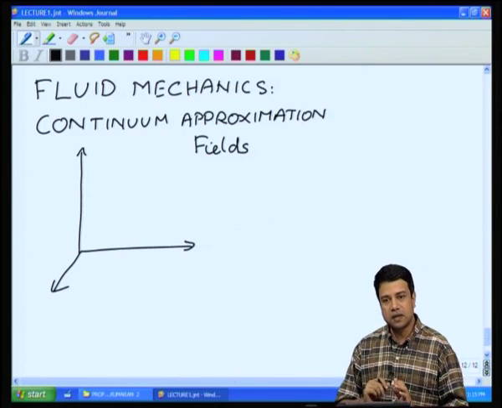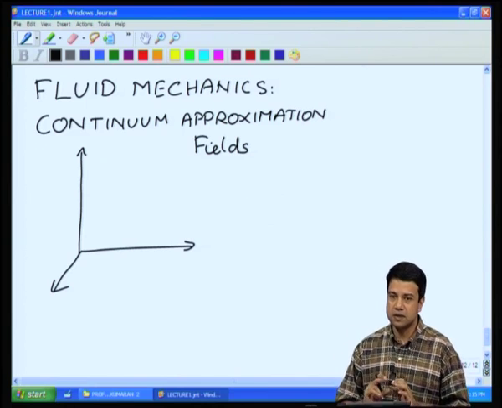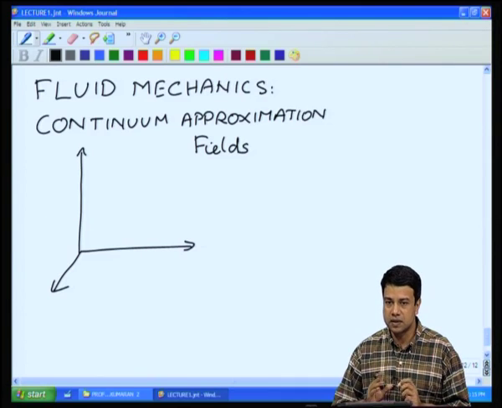Now, once you have a continuously varying function, the advantage is that you can use all of the machinery that has been developed in calculus for differentiation and integration. But as in the case of Fundamentals of Transport Processes 1, it is a little more than that. And we will discuss what methods have to be developed for solving these field equations.